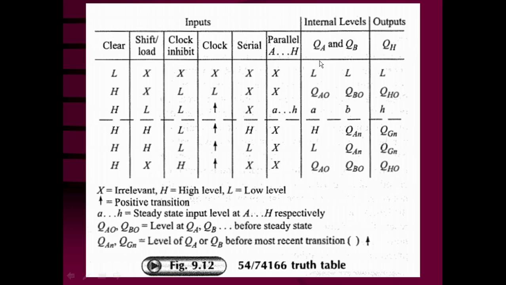A will be entered into the flip-flop QA, B will be entered into the flip-flop QB, C will be entered into the flip-flop QC, etc., etc. H will be entered into the flip-flop QH on a single clock transition. Serial entry of the data is irrelevant here.